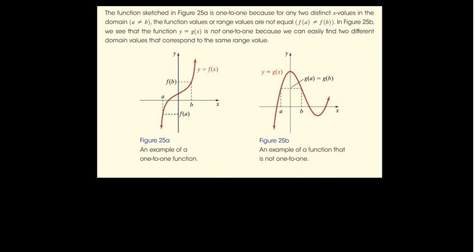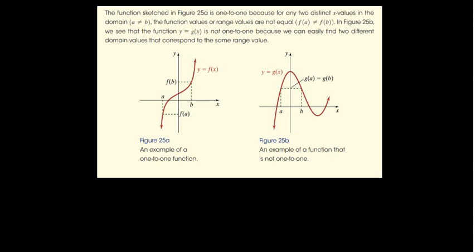All right, this reads that figure 25a is 1-to-1 because for any two distinct x values in the domain, so any two of these on the x-axis here, and of course they're not equal to each other, the function values of the range are not equal. And of course, like I said, this is a cube function, so that's what I left off with on the previous slide.